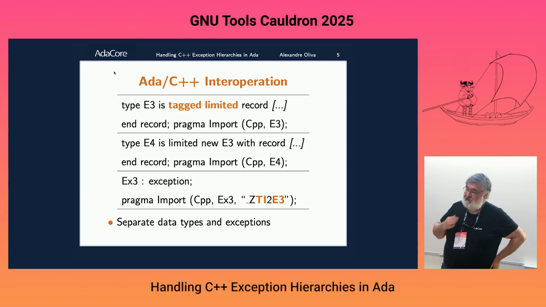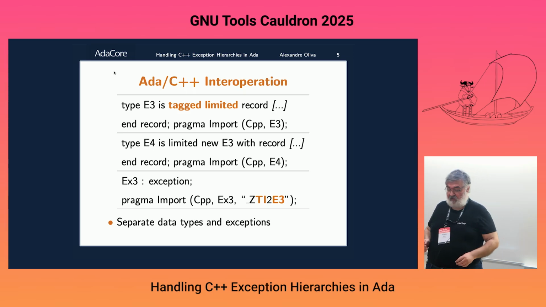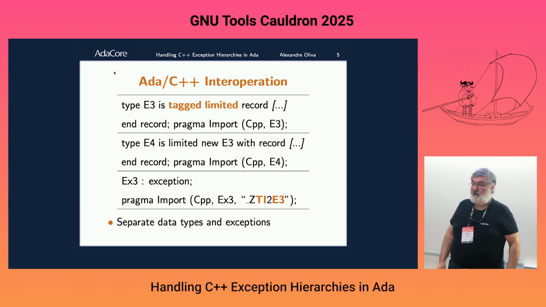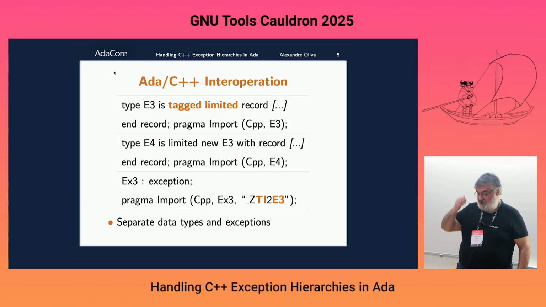However, data types and exception types are unrelated in Ada. If you want to use a data type and be able to handle exceptions of that type, you have to declare that also as an exception. So EX3 here is declared as an exception type for exact matches of the type E3 that is declared in C++. The link is given by the type info object associated with the type. The underscore ZTI2E3 is the type info object for class E3 in C++.